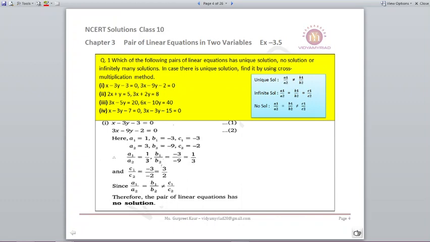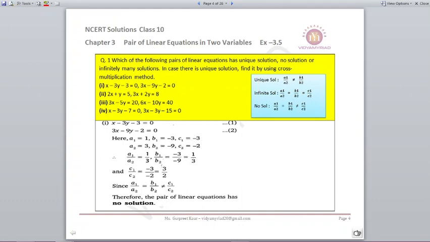For infinitely many solutions, all the ratios will be equal, and in the case of no solution, A1 upon A2 will be equal to B1 upon B2 but not equal to C1 upon C2. So there are 4 parts in this question. Let's begin with part number 1.